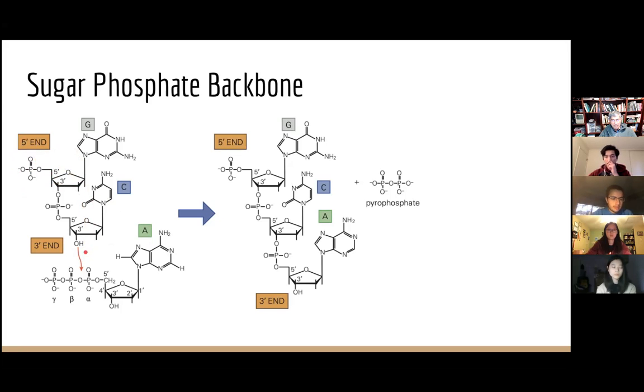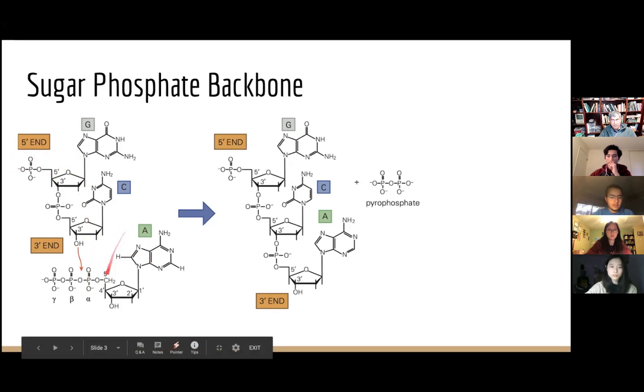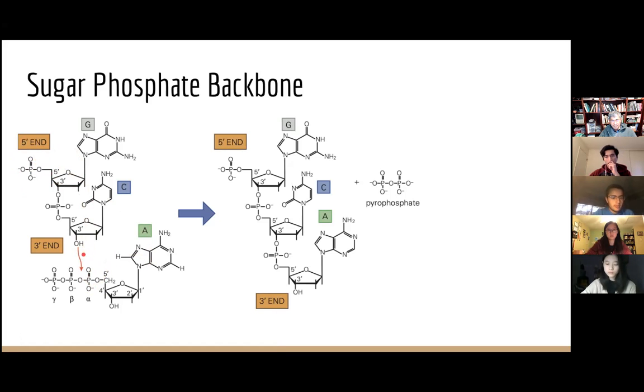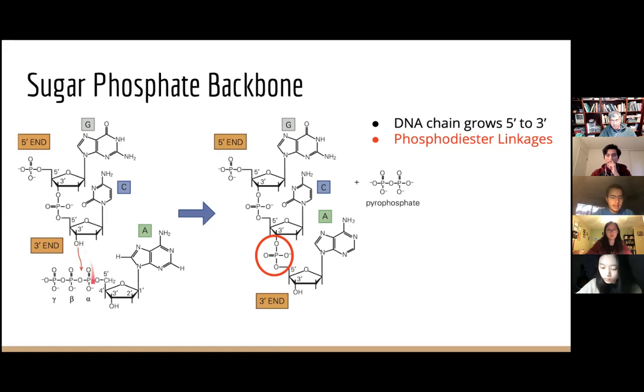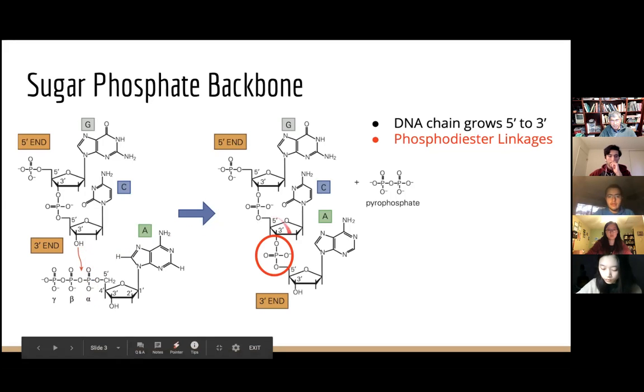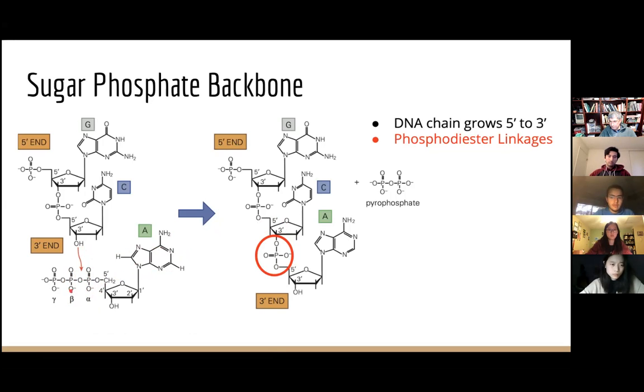And this happens because the very last 3' hydroxyl group will attack the alpha phosphate of a nucleotide. As you can see in this picture, the hydroxyl group is the nucleophile, and it attacks the alpha phosphate, forming a phosphodiester linkage. This interaction is favorable because the first phosphate group and the second phosphate group have negative charges very close to each other, and this isn't favorable. So by forming this and by cleaving off this pyrophosphate, you're relieving that repulsion between the two negative charges.